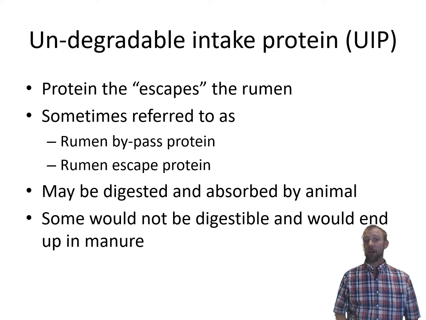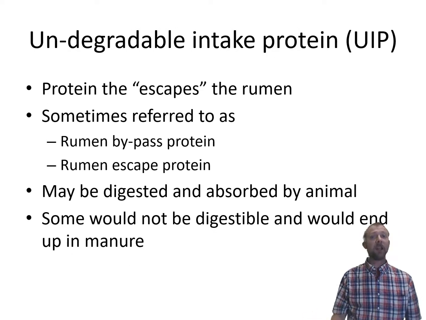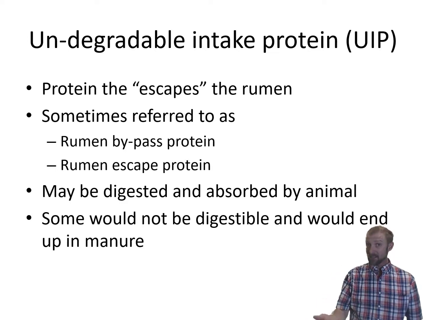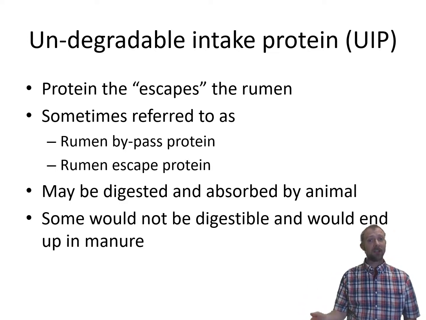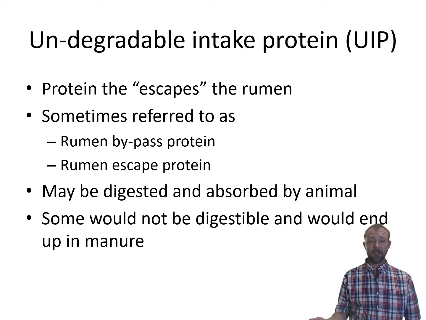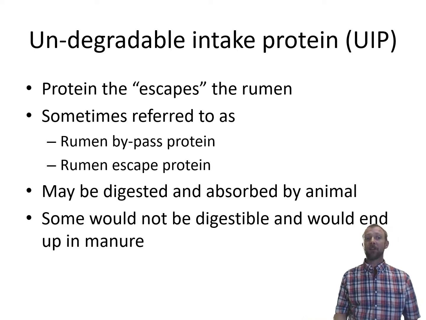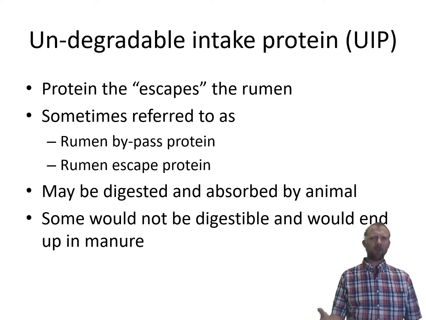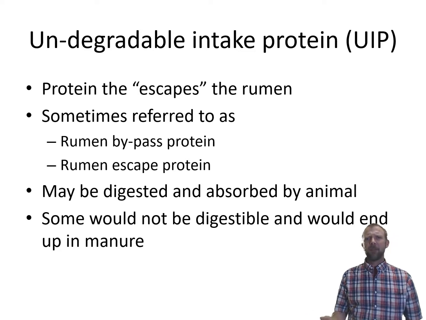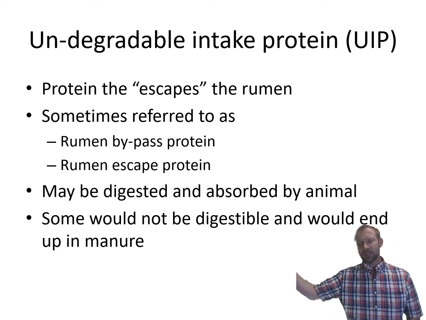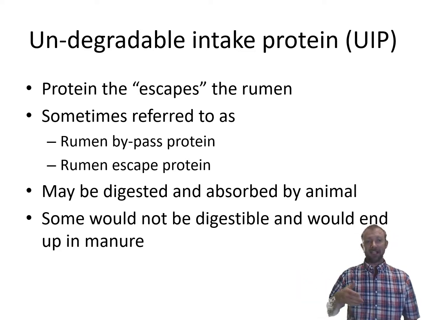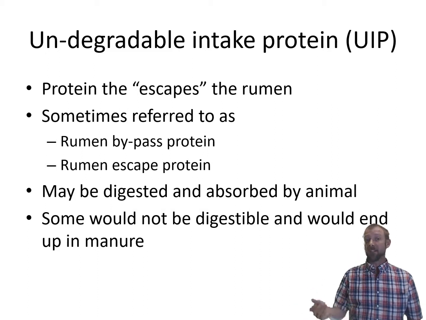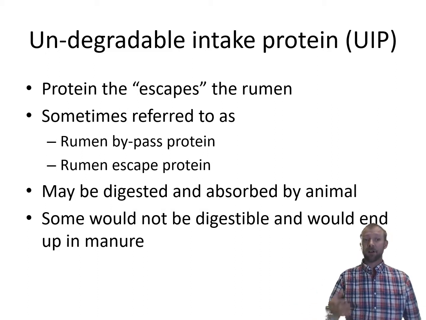Then we have undegradable intake protein. This is protein that escapes the rumen. It goes in the rumen, it just doesn't get broken down fast enough, maybe if it spent longer time in there it would, or it's completely undegradable to the ruminant. Sometimes you'll hear this referred to as rumen bypass protein. I don't really like using the term bypass because bypass makes it sound like it skips the rumen and misses it. It actually still does go in the rumen. Rumen escape protein is a legitimate term because it escapes the rumen, again, over time.